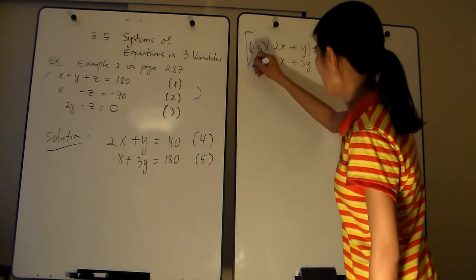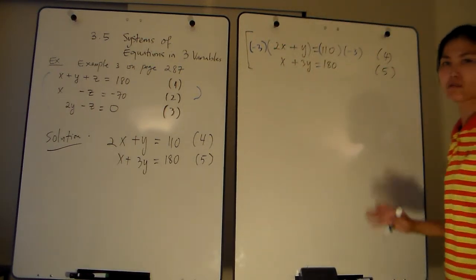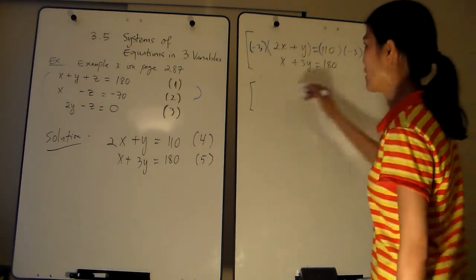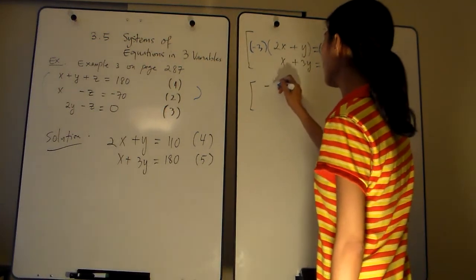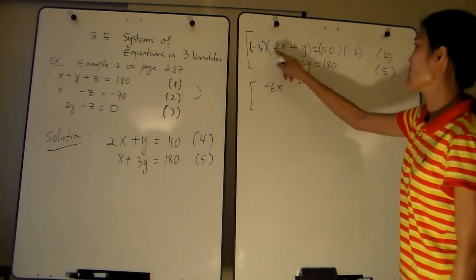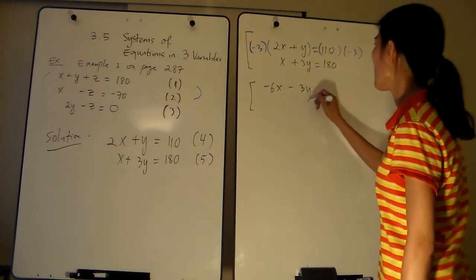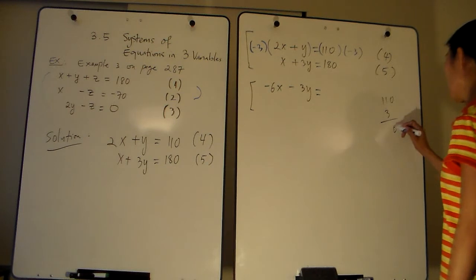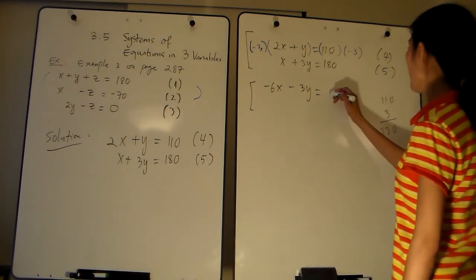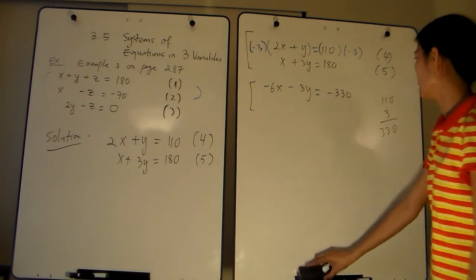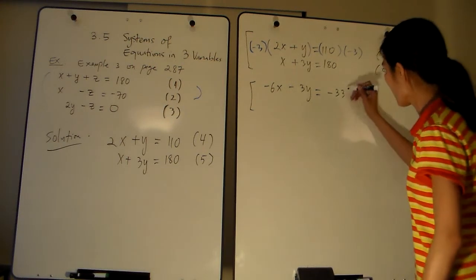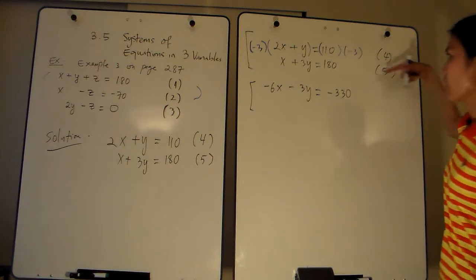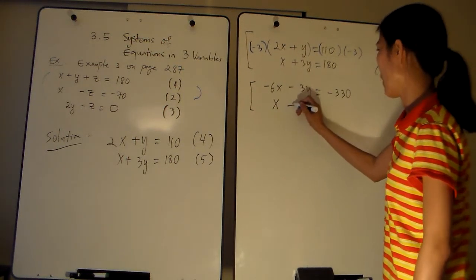So this, let's call this one system. This is just to be neat, okay? Same thing here. So the first row, we just multiply: negative 3 times 2x is negative 6x. Negative 3 times y is negative 3y. Negative 3 times 110 is negative 330. Okay. All right. Equation 5, we haven't changed anything, so just copy it.